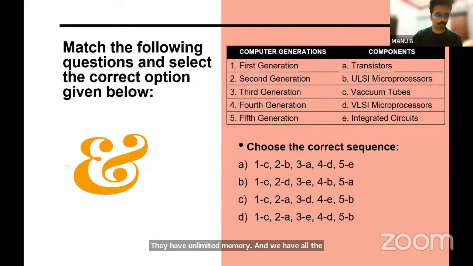So, can you answer this question then? First generation of computers used what? Second generation of computers used what? Can you answer?